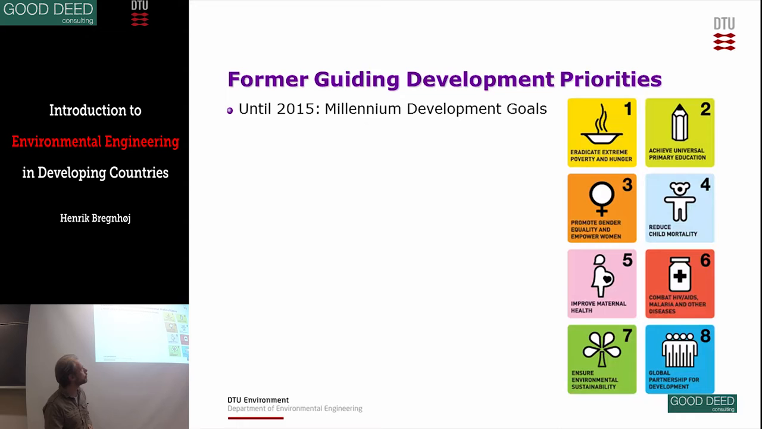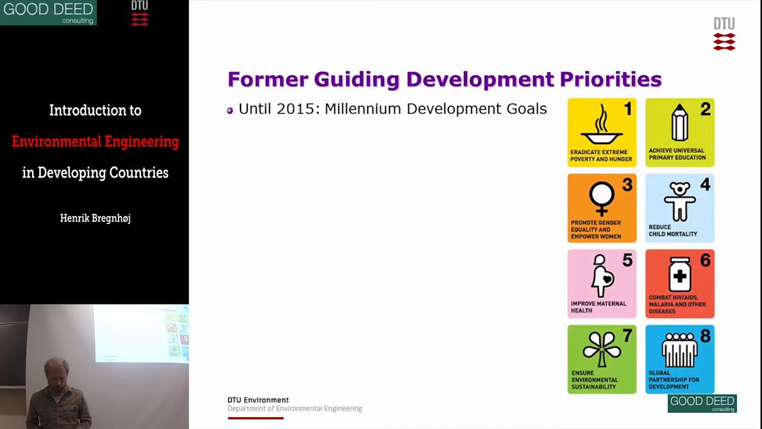First is to eradicate extreme poverty and hunger. Second one, to achieve universal primary education. Third one is to promote gender equality and empower the women, especially empower women. Fourth is to reduce child mortality. That is the children. A lot of children are dying because of diseases, before they are even 5 years old in some countries.